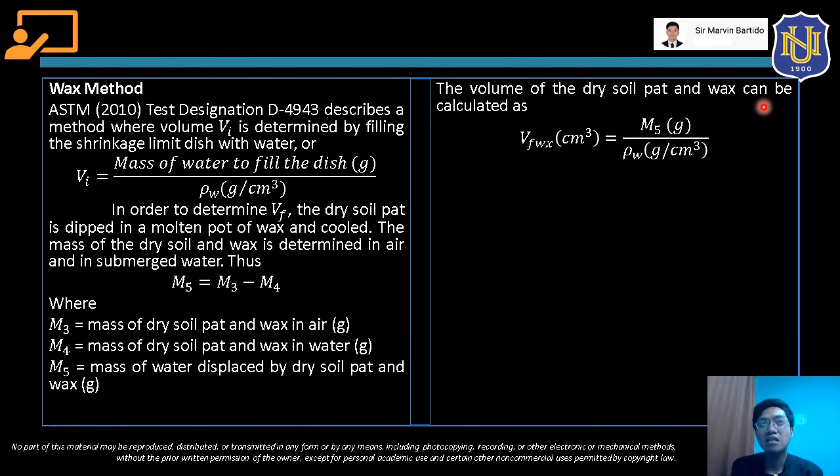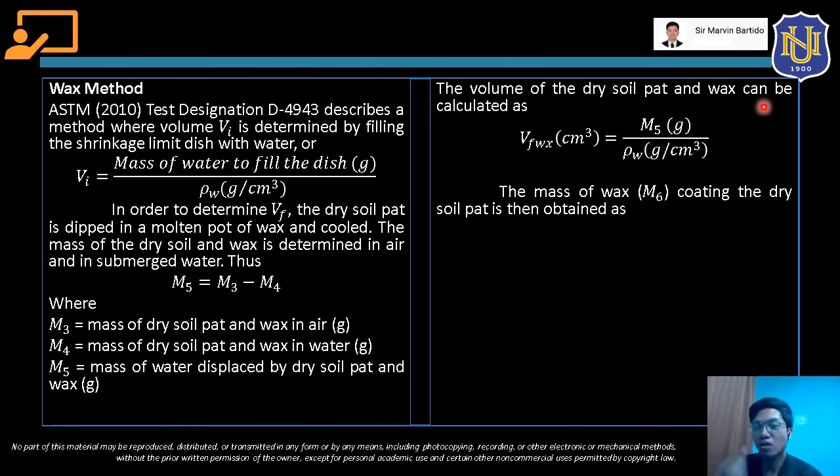Okay, ngayon, class, since yan ay volume ng dry soil pat and wax, kailangan natin, class, ibawas dyan yung volume ng wax, 'di ba, na ginamit natin. Kasi ang kailangan lang natin diyan yung volume nung dry soil. Tama? So, class, ang mangyayari, kailangan muna nating i-determine yung mass ng wax. So, yan ay magiging m sub 6. So, pwede natin yan ma-obtain, class, by subtracting from m sub 3 yung m sub 2. Yung m sub 3 natin, class, ito yon, yung mass ng dry soil pat and wax. Yung m sub 2 natin, mass ng dry soil. So, makukuha natin dito yung mass ng wax.